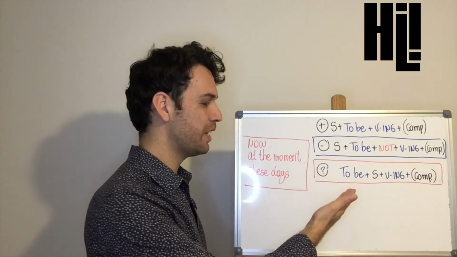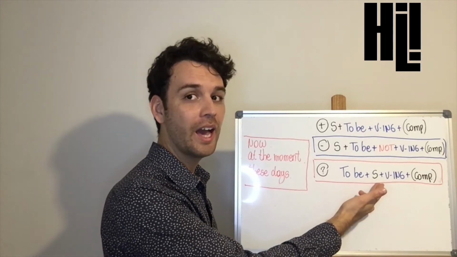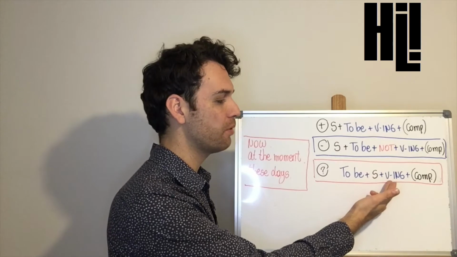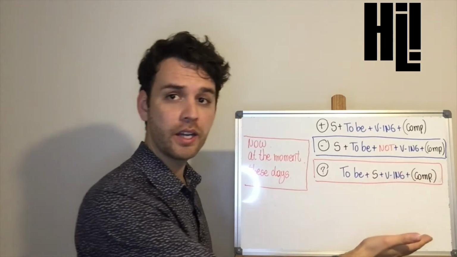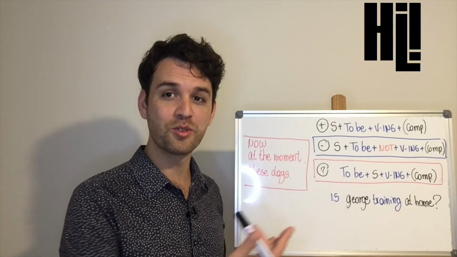In the interrogative sentences, we are going to start with the verb to be. After, we have the subject, then we have the verb ing, and finally, we have the complement. An example of this would be, is George training at home?